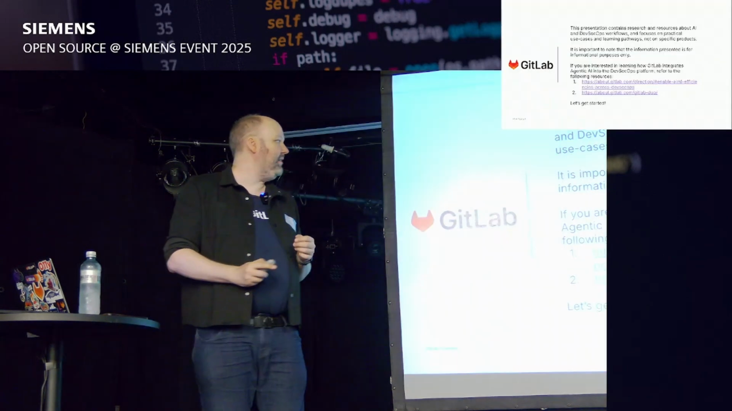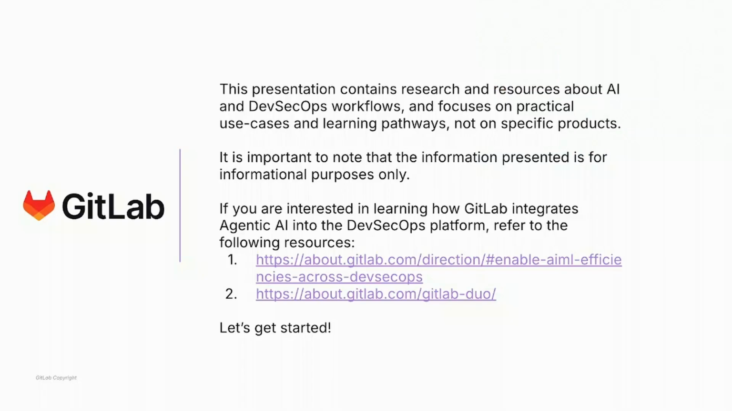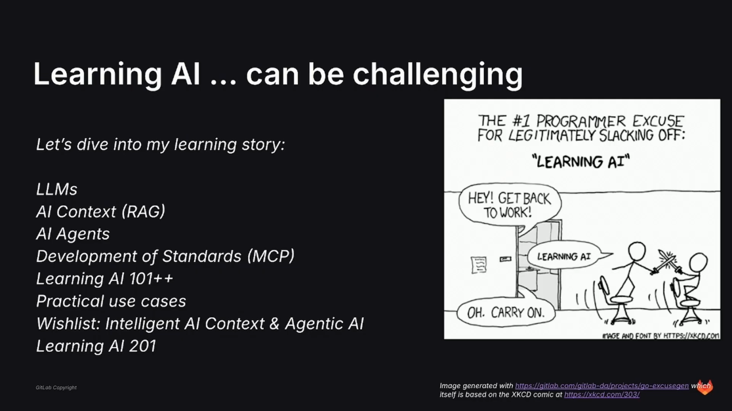So this is me. This is a legal disclaimer. This is only research. It's not about GitLab today. It's about technology. And I thought of learning AI can be challenging, and to some extent I was learning AI while writing code and then rewriting code. I didn't really understand what is an LLM, what is RAG, Retrieval Augmented Generation, what are agents, magic. Then there were some standards like MCP, additional learning practices and things that I learned for myself that actually work.